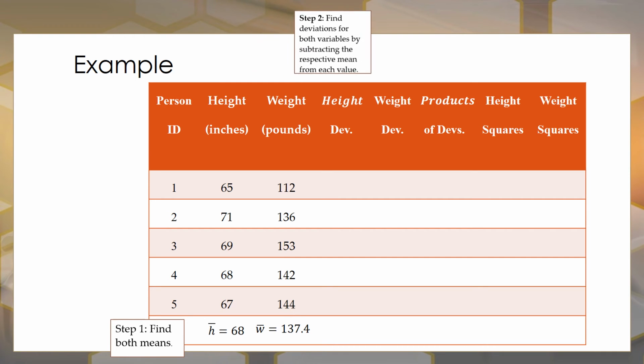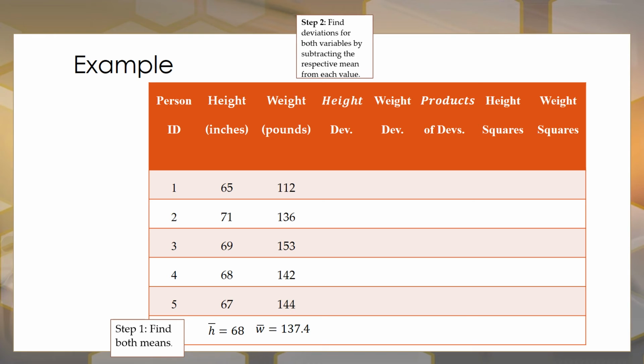Then our second step is to find the deviations for both variables by subtracting the respective mean from each value. So first we're going to do the height deviations. You can do it either way, but that's just how the table's set up. So I'm going to do 65 minus 68, and that equals -3. So I subtracted 68 from this value because that is its respective mean for the height. So it's going to be -3. Then I'm going to do 71 minus 68, which is 3.